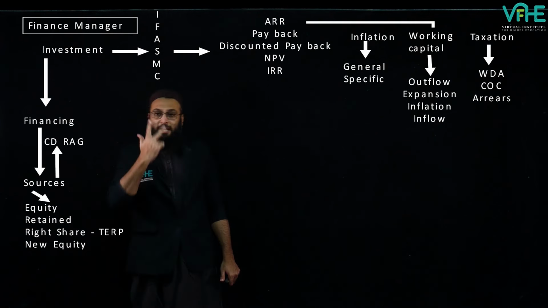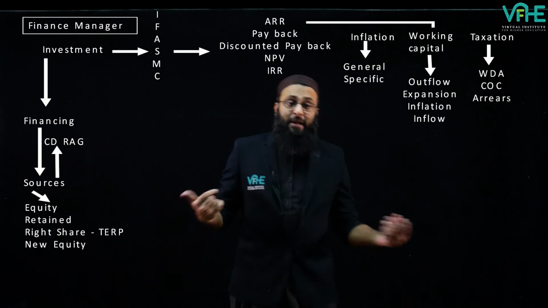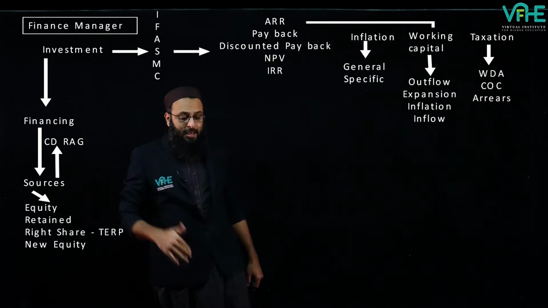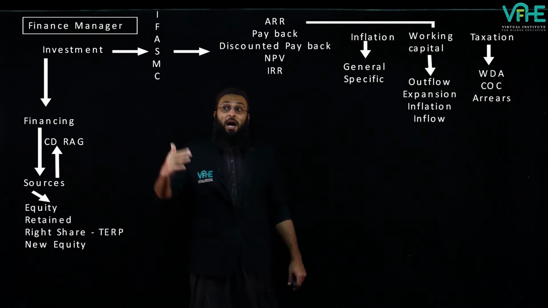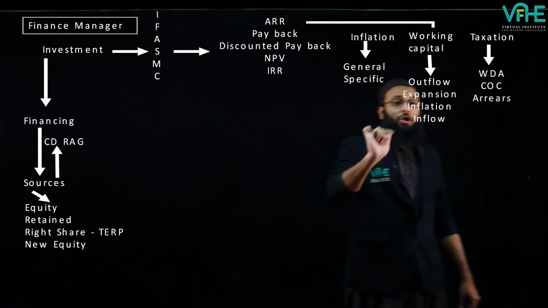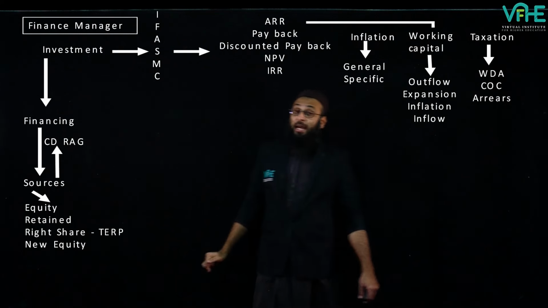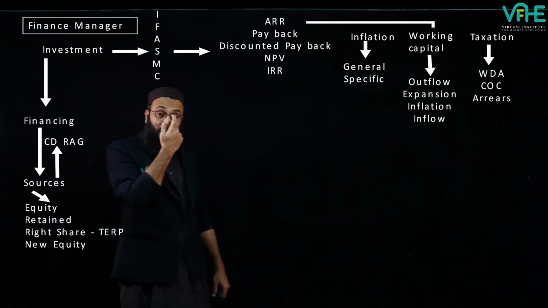Number 1, take up the rights. Number 2, sell the rights. Number 3, partially take up the rights or sell the rights. Number 4, do nothing. Now, out of all these options, do nothing results in dilution of the wealth of the shareholder. You should know that. Whereas all other 3 options will not dilute the wealth of the shareholder.